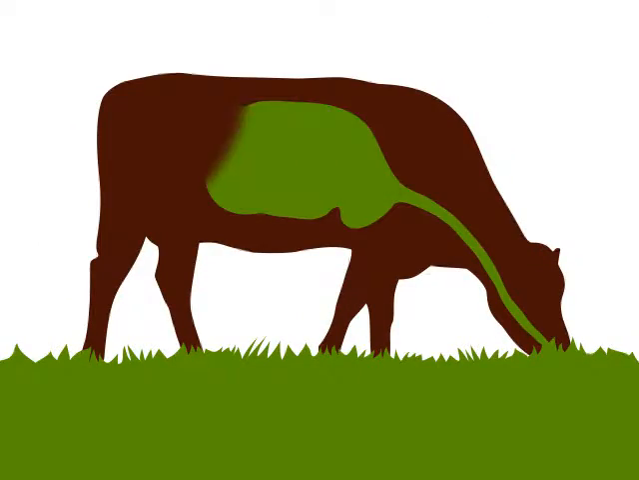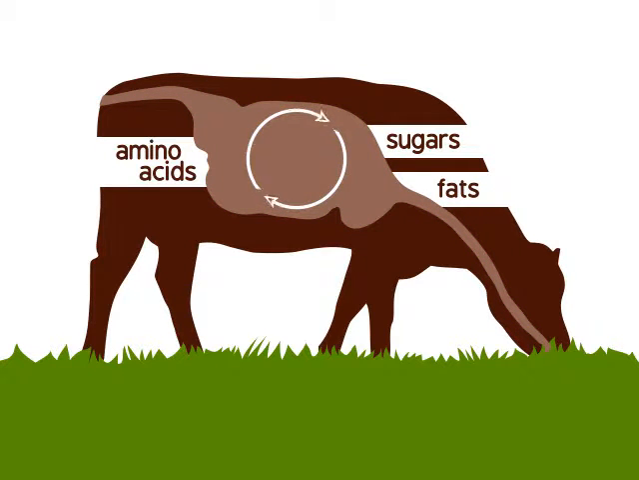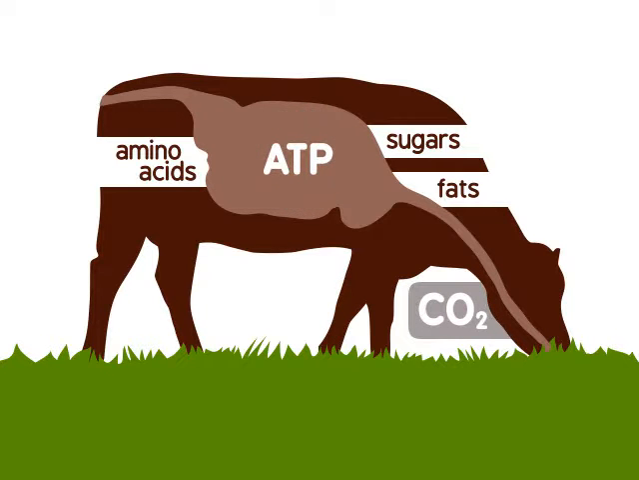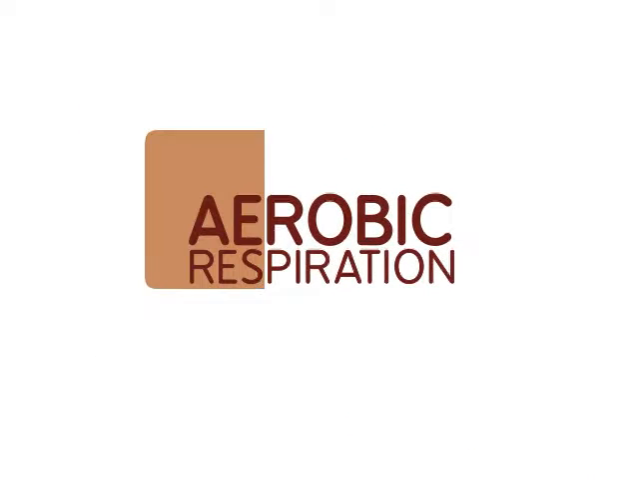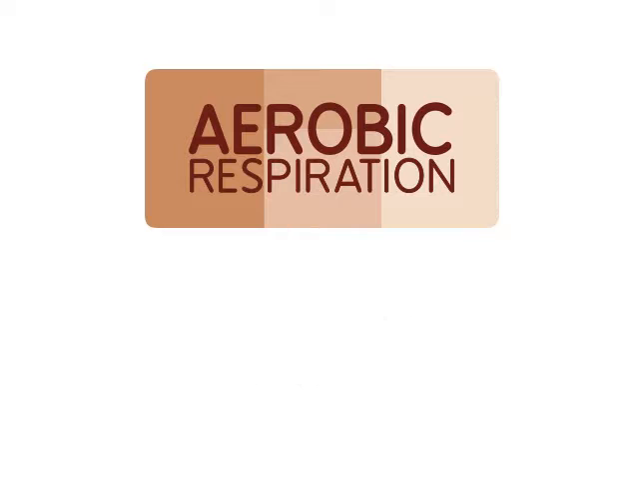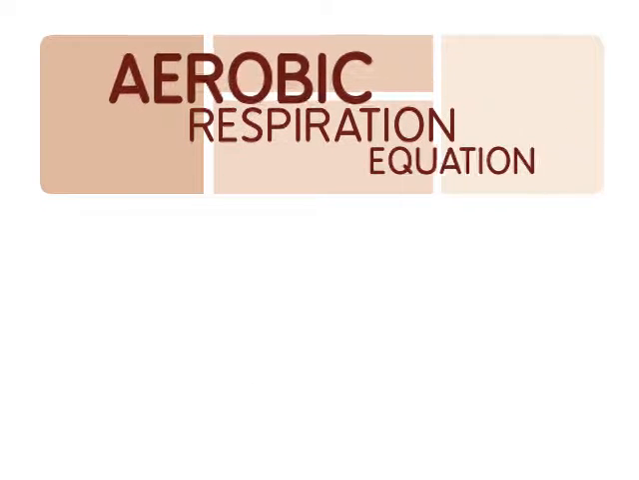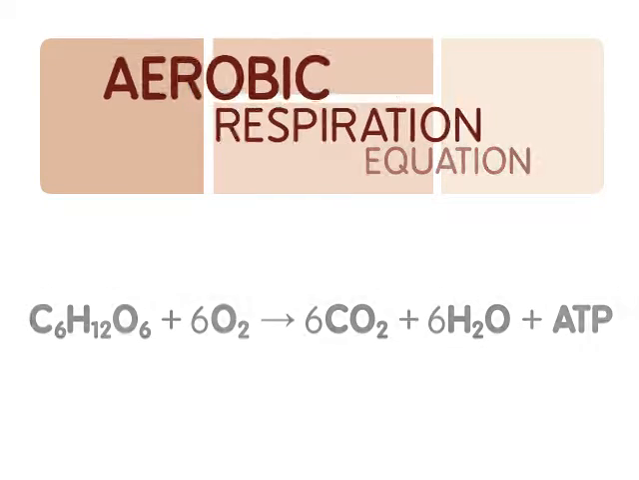Plant material consumed by animals is converted into sugars, fats, and amino acids. This conversion results in the production of energy and carbon dioxide through a process known as aerobic respiration. Aerobic respiration involves several stages that result in ATP production. The general equation for aerobic respiration is sugar plus oxygen gives carbon dioxide plus water plus ATP.